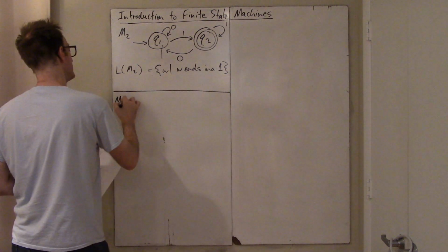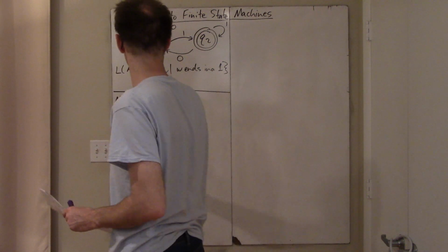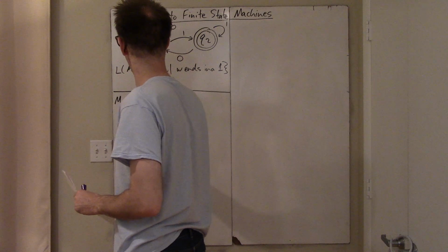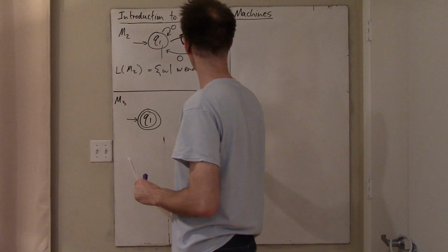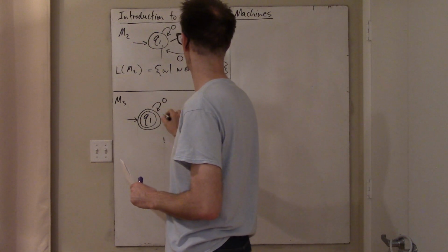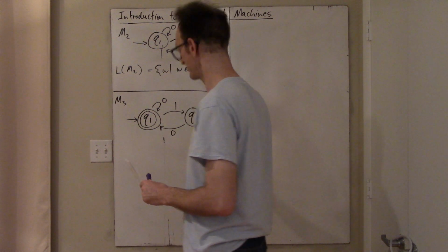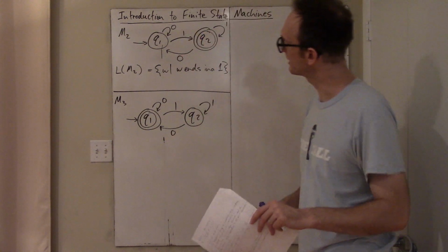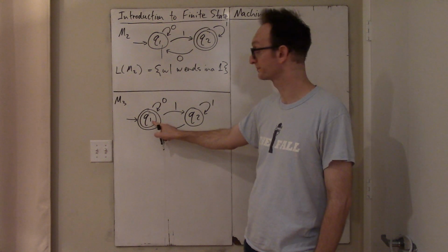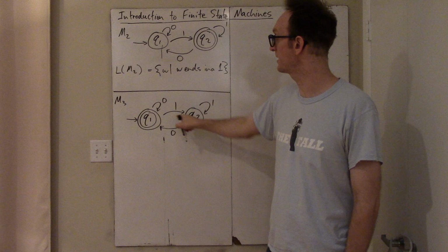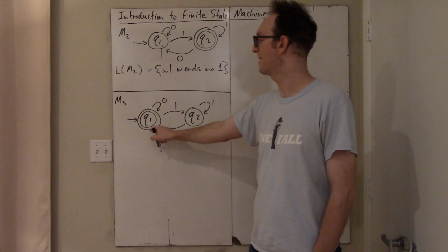Let's do another one. Let's take the same basic picture, but now let's make this an accept state and this one not. But otherwise, I'm not going to change the number of states, the alphabet, or any of the transitions. We're just going to flip it. Okay, well now I begin extremely happy, and then when I read a 1, I become unhappy, and then I stay being unhappy reading 1s, and then when I read a 0, I become happy again.